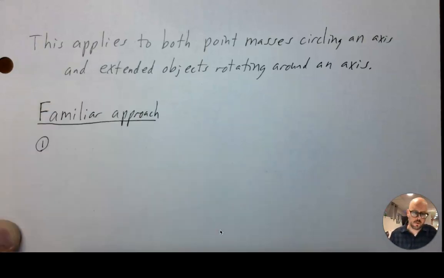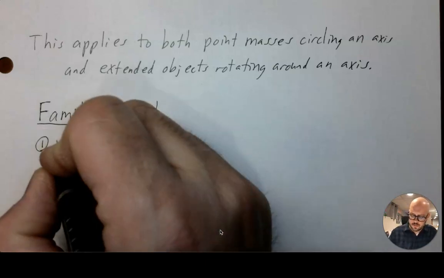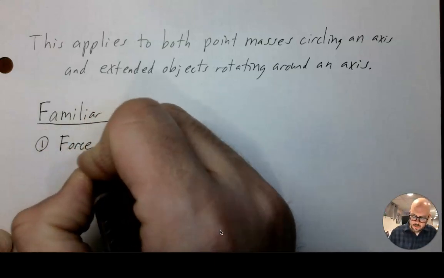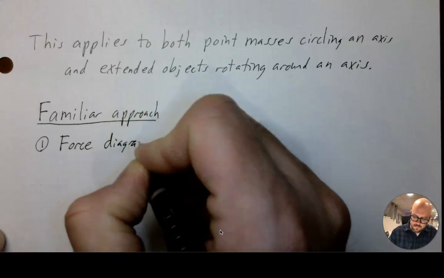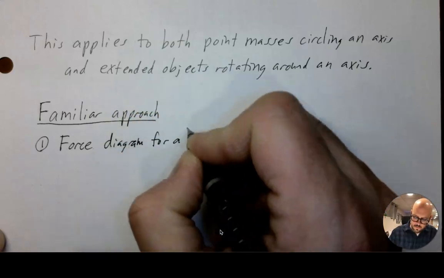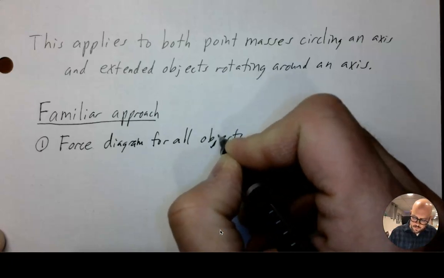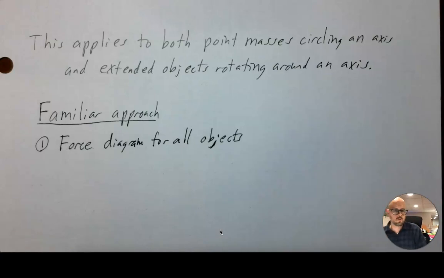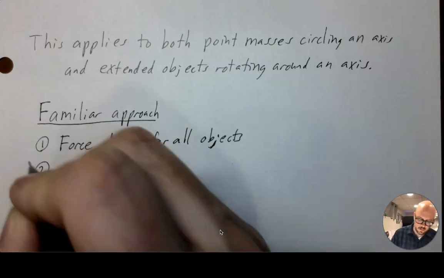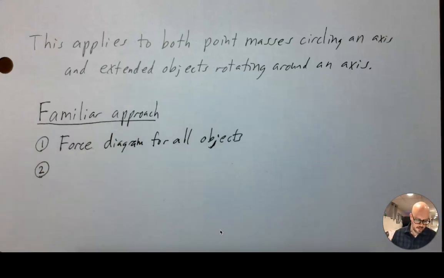We have a very familiar approach for using Newton's second law, and that is to begin with a force diagram for all objects. One of the very popular question formats for rotation in AP Physics 1 is a mass hanging from a pulley. And so when you do a force diagram, you would typically do one for the pulley, which is the object that is rotating, and then the mass separately, which is the object that is accelerating in a straight line.